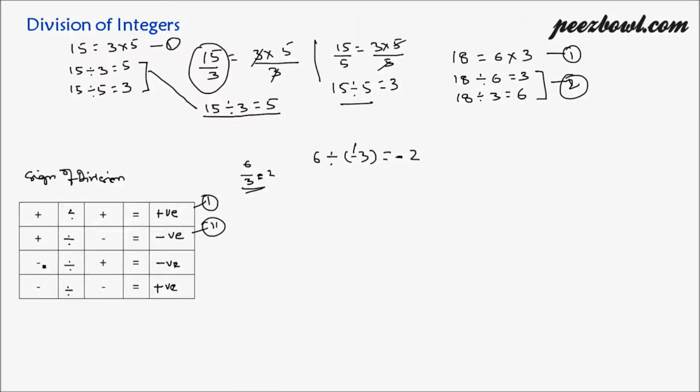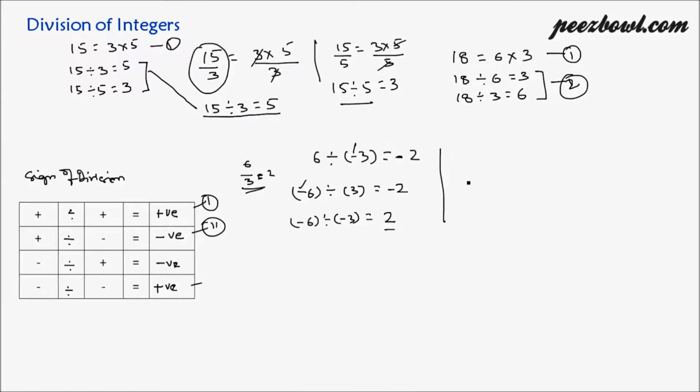The third type is when we have a negative integer divided by a positive integer, suppose minus 6 is divided by 3. Again, we need to divide the whole numbers first. 6 divided by 3 is 2, and when a negative integer is divided by a positive integer, we have a negative value, minus 2. And finally, minus 6 divided by minus 3, then we are going to have only positive 2, because when two negative integers are divided, we are going to get a positive value. So this is how it works.